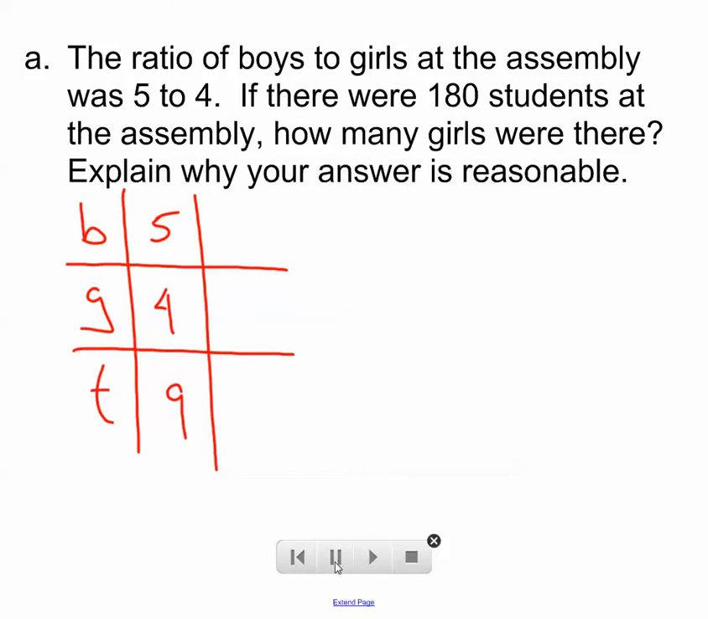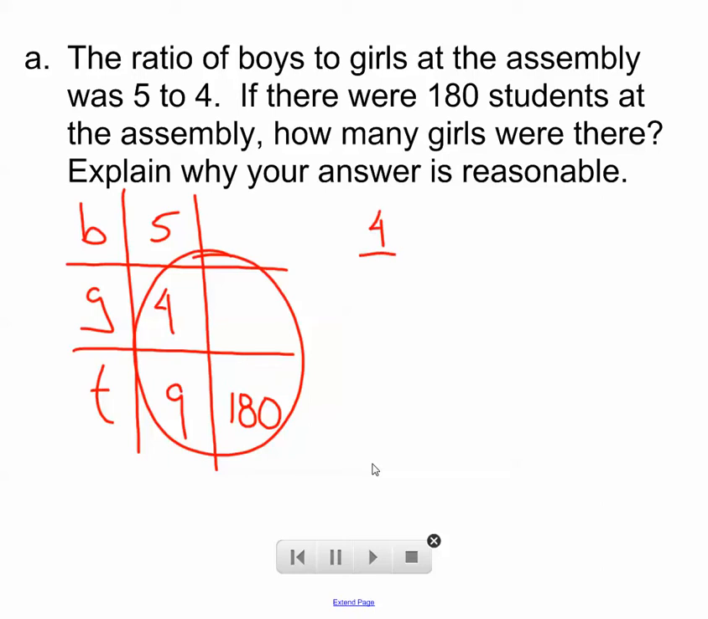this is why I added that extra row, because that 180 goes right here. 180 students at the assembly. How many girls were there? So this is the proportion that we need. We're trying to find this empty spot right here. We don't care about this 5. We don't care about how many boys were at the assembly necessarily. They want to know how many girls were at the assembly. Okay, there's our proportion. Let's write it.